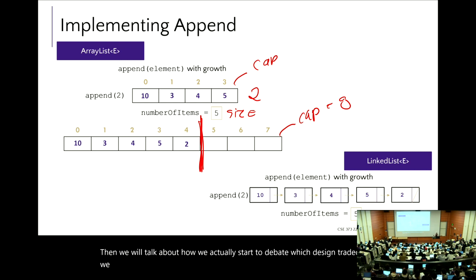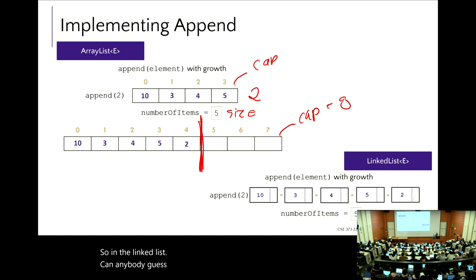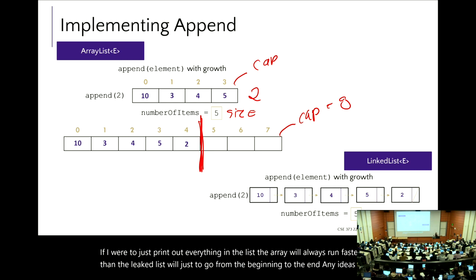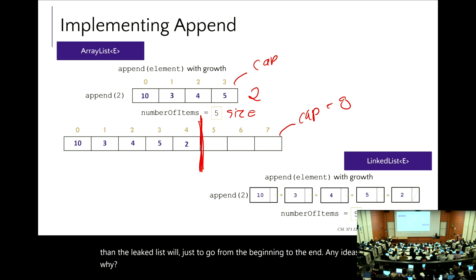for each scenario. So in the linked list, can anybody guess why in practice, not in Big O theory, but in practice, a linked list almost always runs slower in just the act of looping over to print everything out in the list? If I were to just print out everything in the list, the array will always run faster than the linked list will, just to go from the beginning to the end. Any ideas why? Yeah. Could be due to contiguous memory space allocation? Yes, it could be due to memory space allocation.